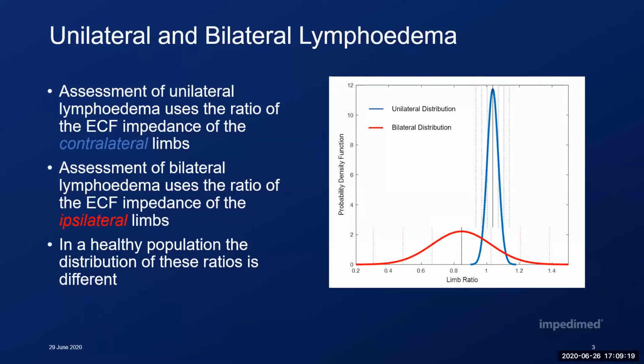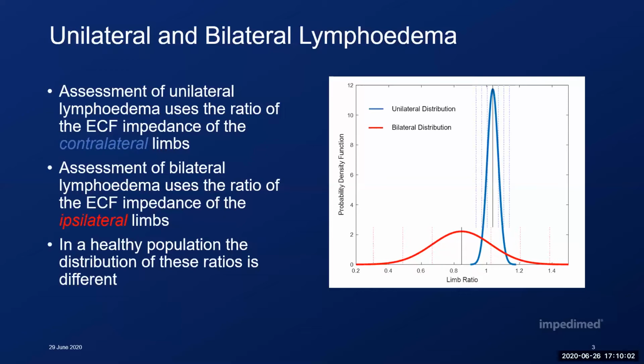In a healthy population, the distribution of the impedance ratio for the contralateral limbs and the distribution of the impedance ratio for the ipsilateral limbs are different, and we can see that in the image here. In the healthy population, the average contralateral limb ratio, as used for unilateral L-Dex scores, is close to 1, and the variation within the population is relatively small. An example for the contralateral limb impedance ratio for female arms is shown in blue on the graph, and you can see that the standard deviation is small, centered around the mean of slightly greater than 1. This makes sense given the similarity in resistivity, cross-sectional area, and length between the limbs being compared. Both healthy arms are very similar.